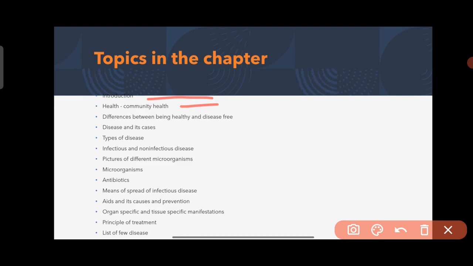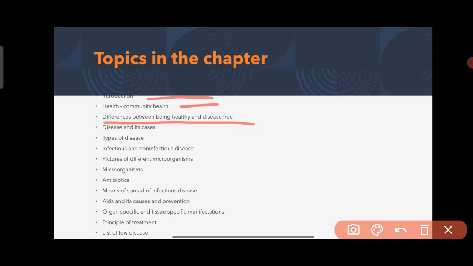Then another topic is the difference between being healthy and disease free. That is, when we are healthy and when we are disease free. The difference between these two terminologies will be studied. Actually both the terms sound the same, being healthy and disease free. You will be thinking that both the terms are the same, but they are not the same, right?